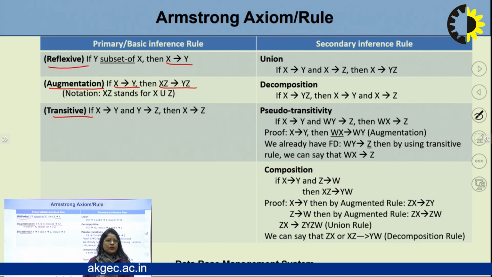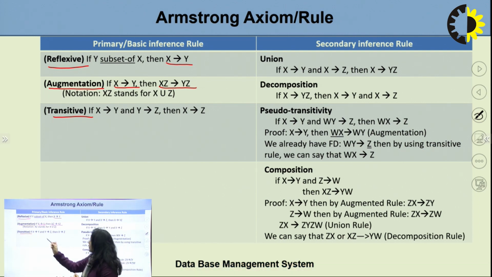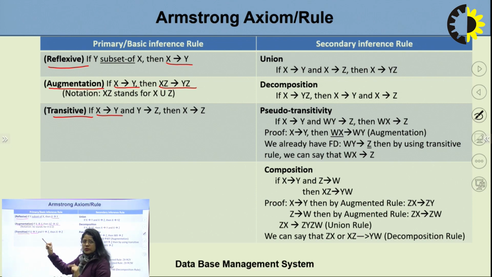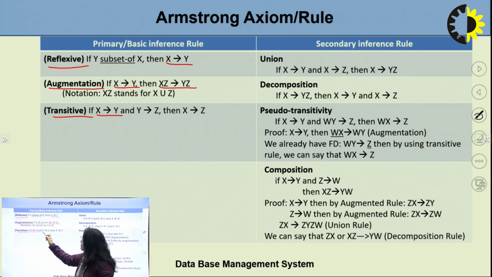The next rule is transitivity. If X tends to Y holds and at the same time Y tends to Z holds, then we can say that X tends to Z holds, because Z can be determined by Y and Y can be determined by X.